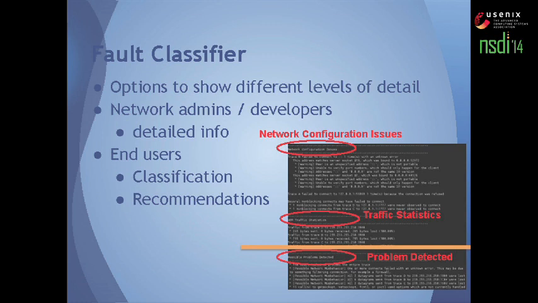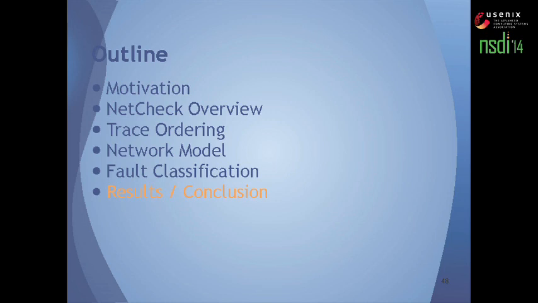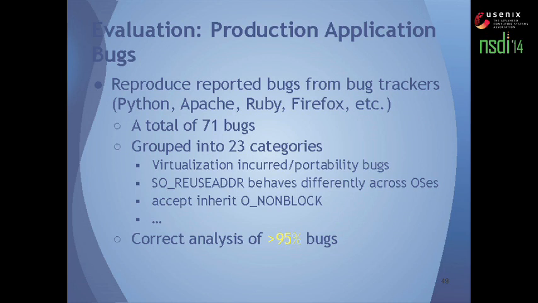Okay, so now that we've talked about the system, let's see how it actually works in practice. To evaluate this, we searched for network-related bugs on bug trackers for popular, widely used software. We replicated these bugs, took the traces from them, and ran them within NetCheck. We were very pleasantly surprised that NetCheck correctly provides information about more than 95% of these bugs. So it's rather remarkably accurate with traces gathered from widely used software, Python, Apache, et cetera. There are a lot more details about this in the paper and also in a tech report on our site.